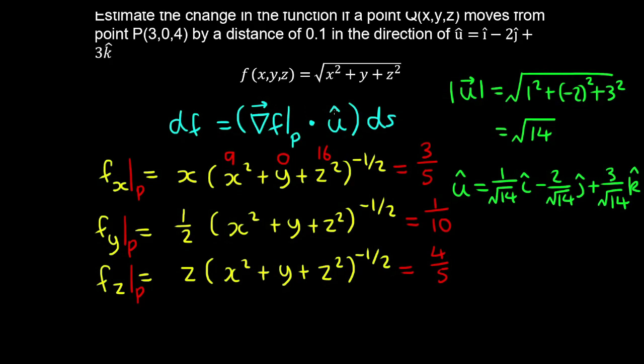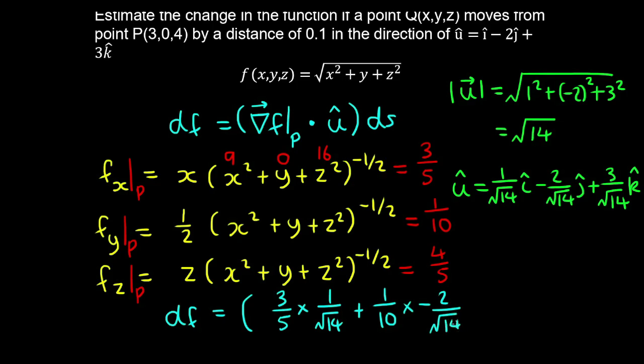And now we can evaluate this dot product. So we get df is equal to 3 on 5 by 1 on root 14 plus 1 on 10 by minus 2 on root 14 plus 4 on 5 by 3 on root 14. And that's multiplied by the increment of 0.1. So multiplying this out, the estimated change in the function is 0.075 units.